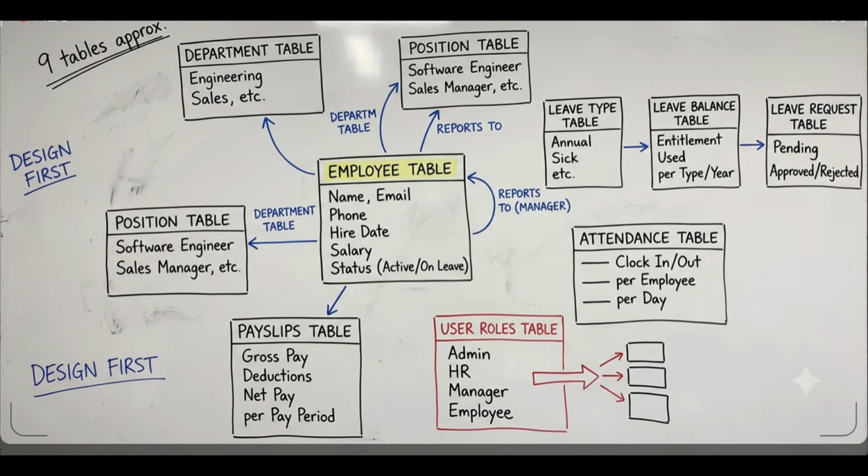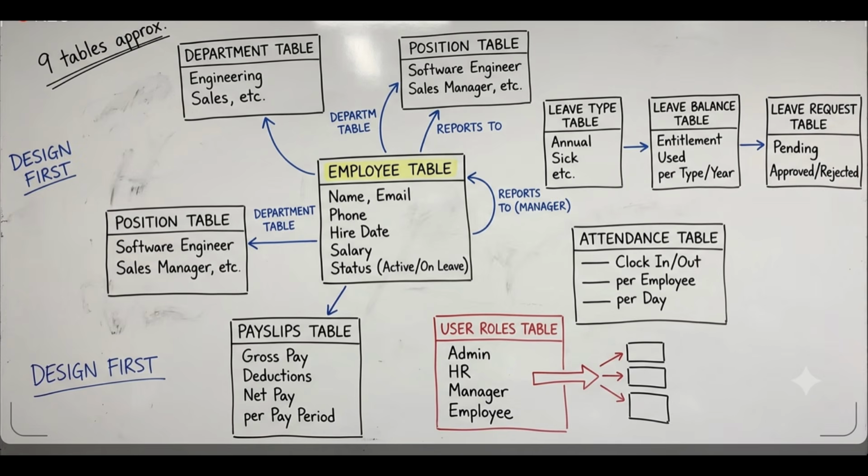Then there is time off. We need leave types, like annual leave or sick leave. Each employee has a leave balance, how many days they are entitled to, and how many they have used, per type, per year. And when they want time off, they file a leave request, which starts as pending and gets approved or rejected. That is 3 more tables working together. Next, attendance, 1 row per employee per day, storing when they clocked in and out. And payslips, 1 row per employee per pay period, storing gross pay, deductions, and net pay.